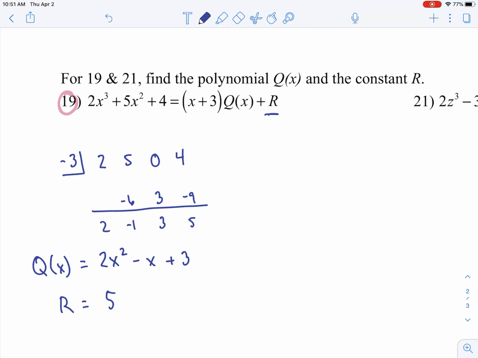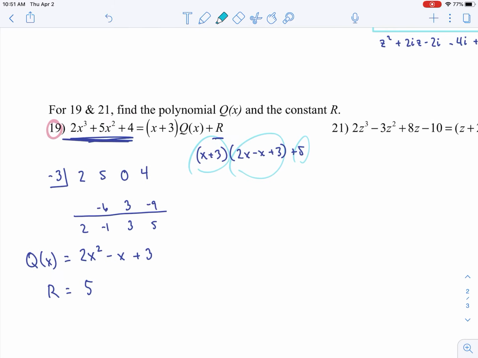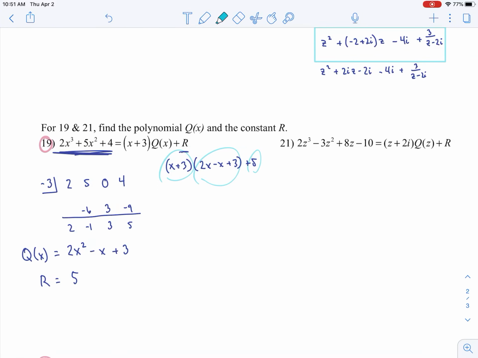And if I were to distribute this out, I would get this polynomial. So if I were to do the divisor times the quotient and add the remainder, I would get the polynomial. That's all that's saying. Try number 21. It's the same kind of thing, but you do have a 2i in there, so you're going to have some complex things going on, but you can do it.